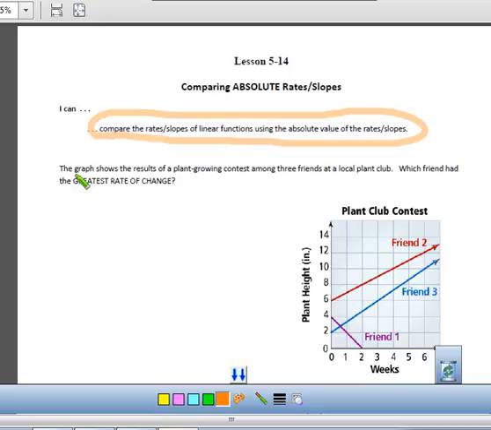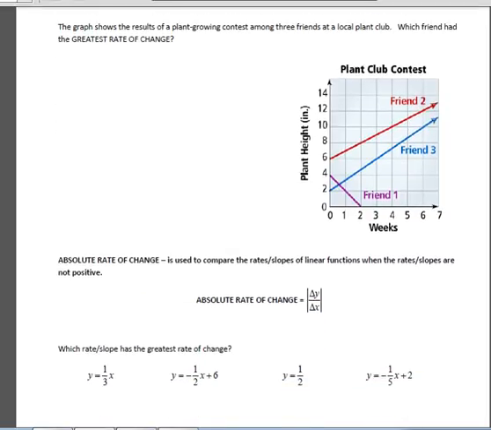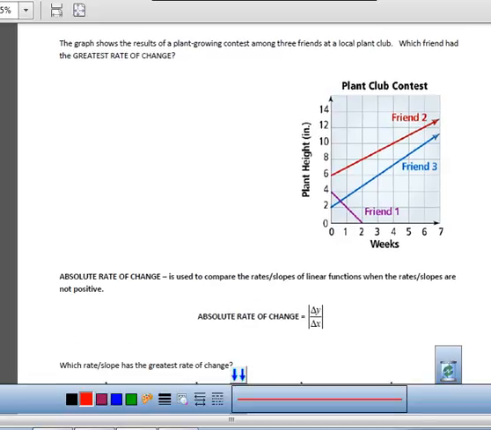Okay? Alright, so the graph shows the result of a plant growing contest. I'm sure you probably remember this example from throughout this entire topic, among 3 friends at a local plant club. Which friend had the greatest rate of change? Now, let me move the screen up a little bit so we can focus in on this. Alright, so first thing I'm going to do is, and I know we've done this before for this particular example, but really quickly, I'm going to find the 3 different rates of change.